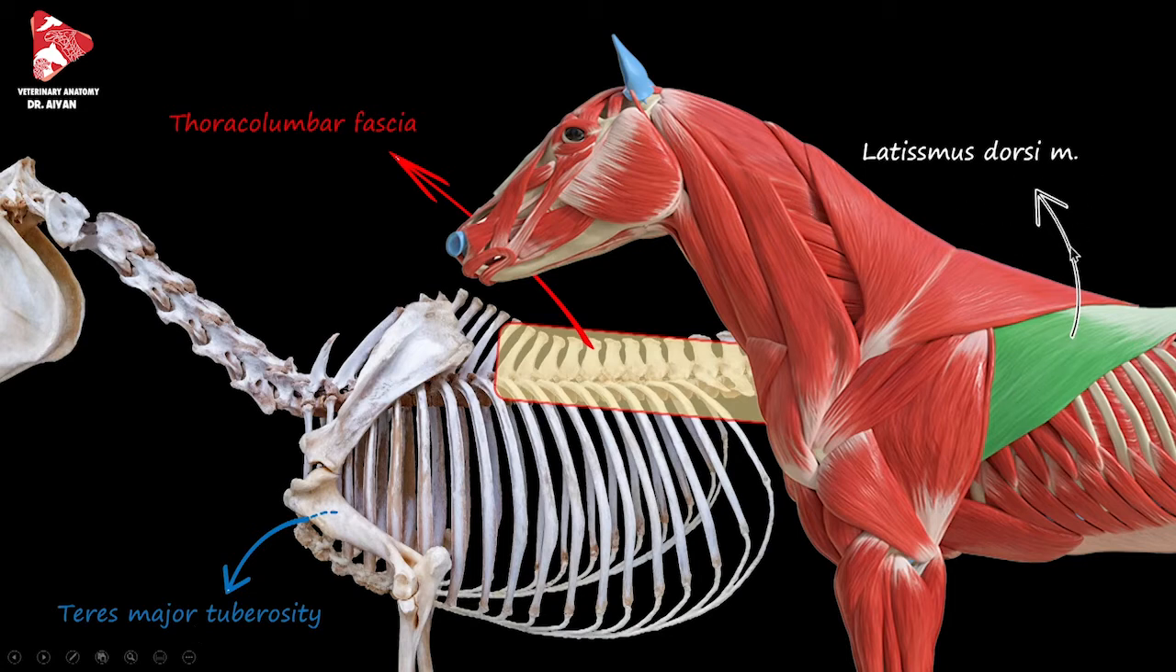The latissimus dorsi is innervated by the thoracodorsal nerve, which is a branch from the brachial plexus for the innervation of this muscle. The function of this muscle is to retract the forelimb, to flex the shoulder joint.